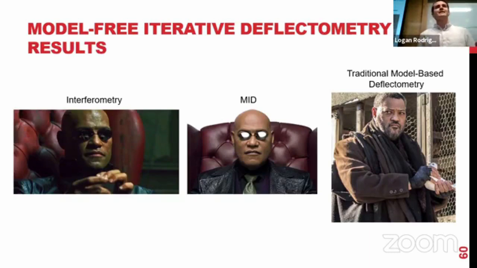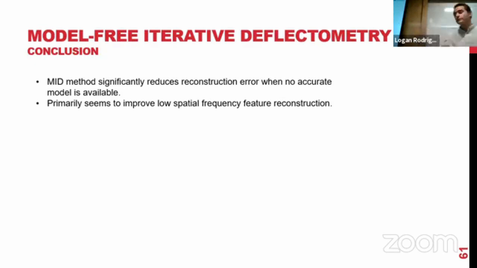Basically what this is saying is that the model-free iterative method allows us to take raw deflectometry data, and if we don't know the surface model, we can better reconstruct it as compared to what we used to be able to do. So in conclusion, model-free iterative deflectometry reduces reconstruction error when no model is available, and it primarily seems to heavily adjust these low spatial frequency terms.